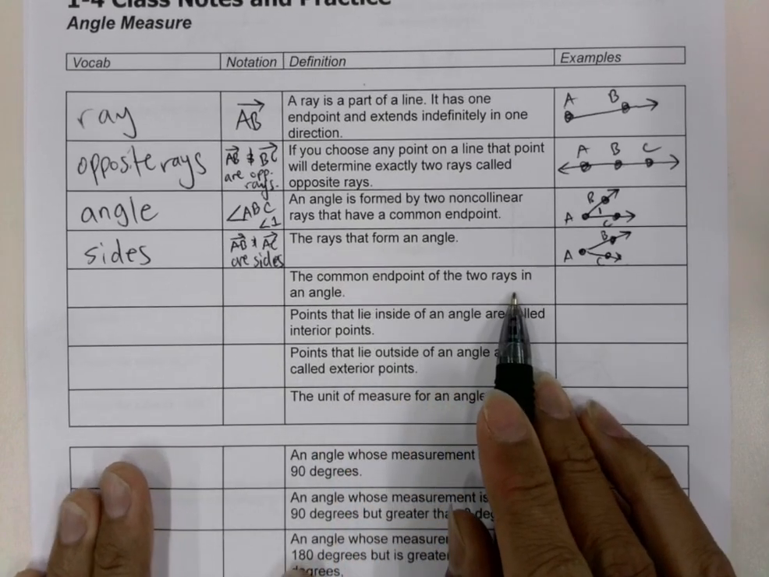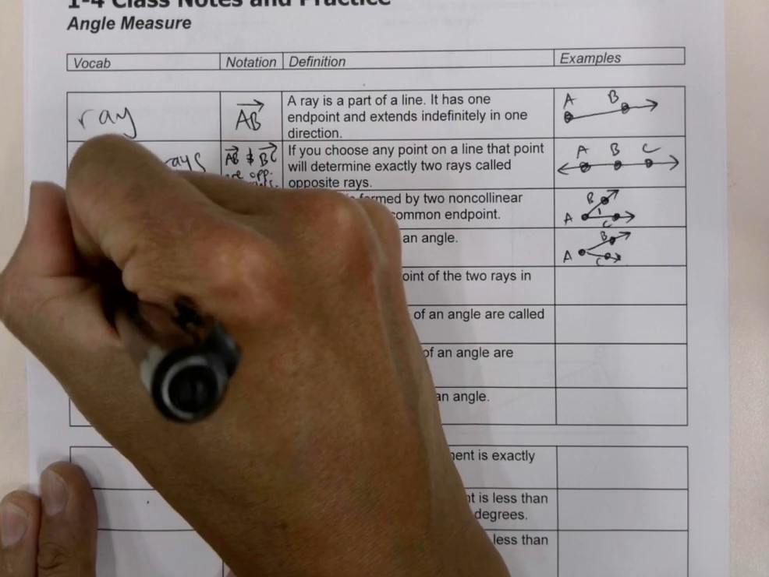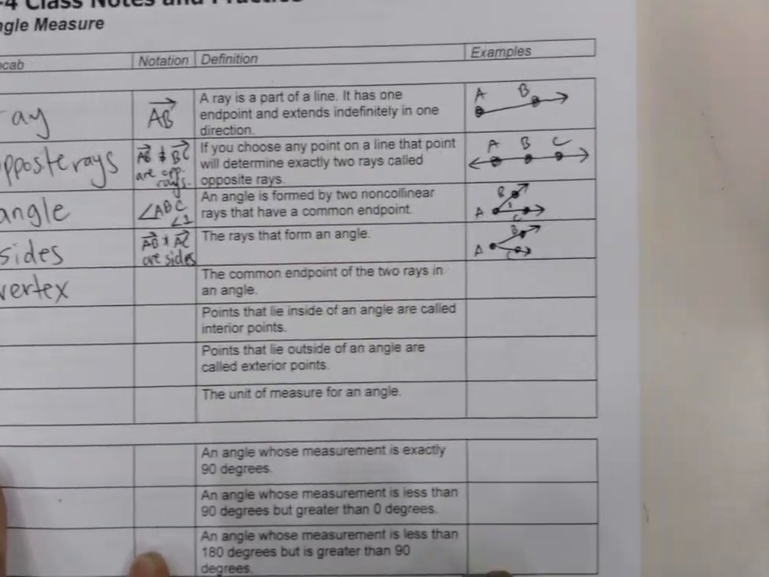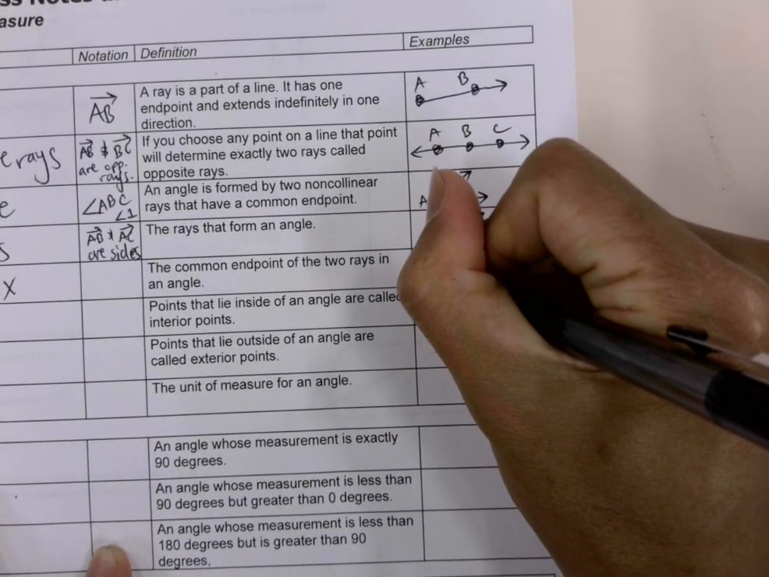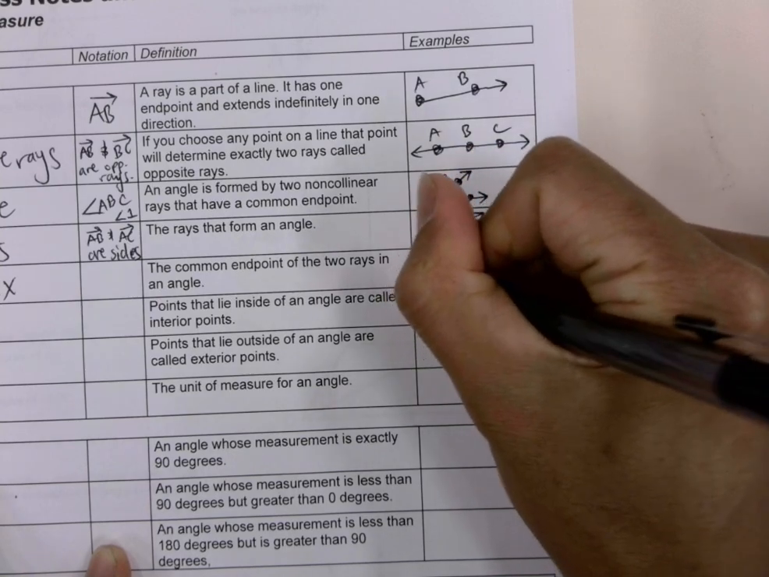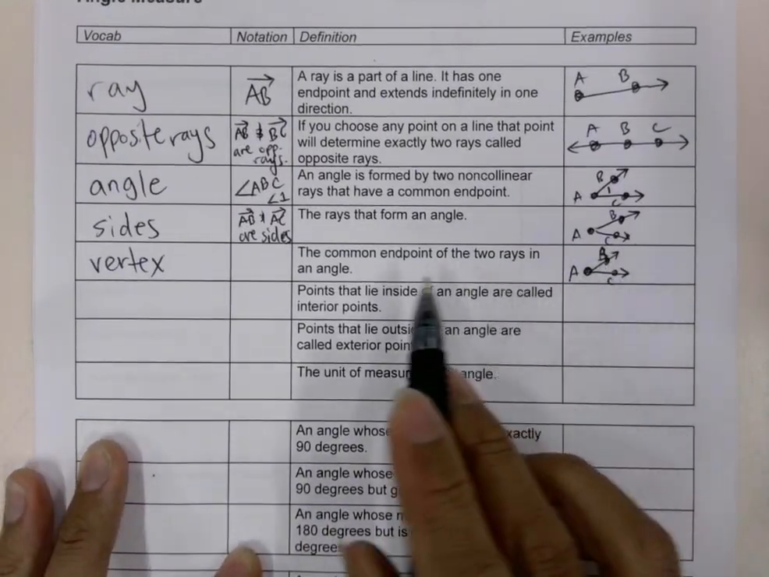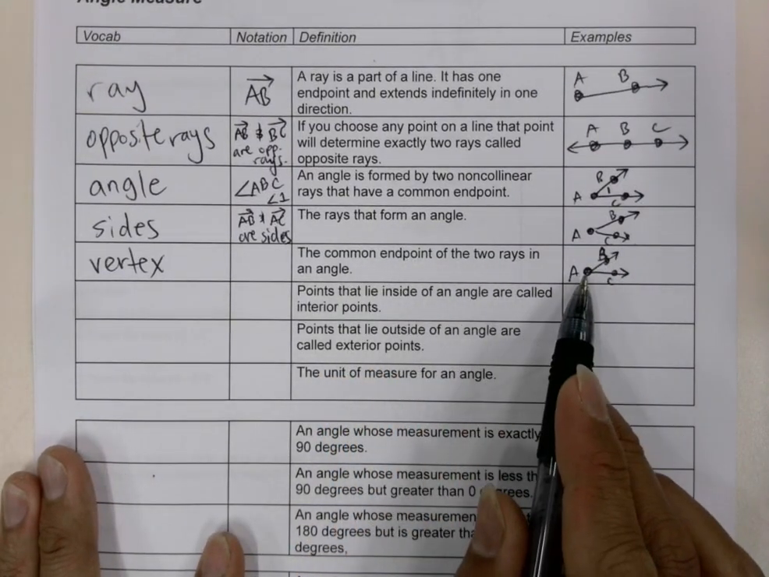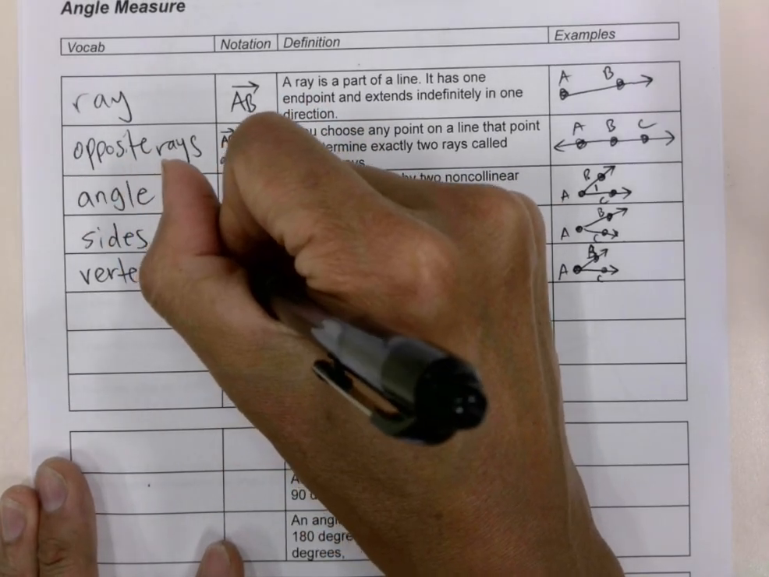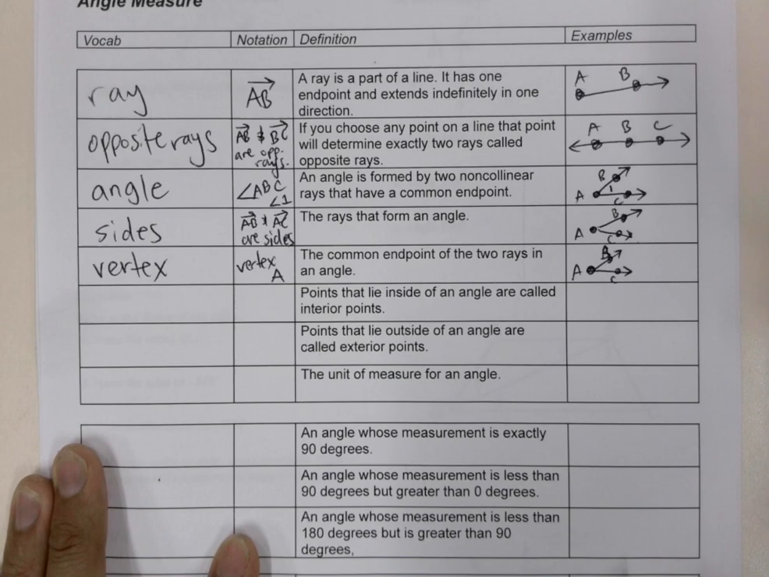The common endpoint of the two rays in an angle is called a vertex. So again, if I have my rays here, then my vertex would be the common endpoint. So that's A. So I'm going to say vertex A, like that.